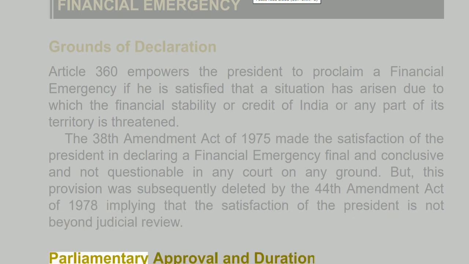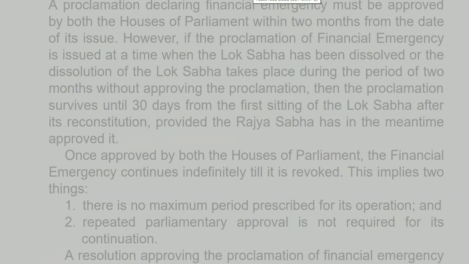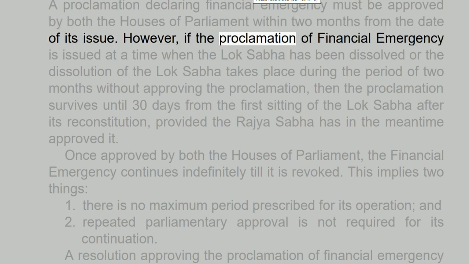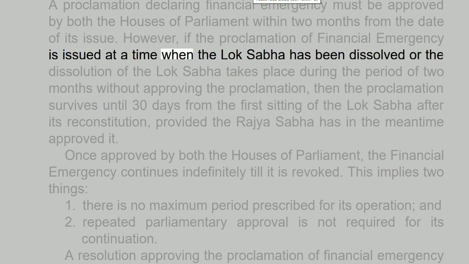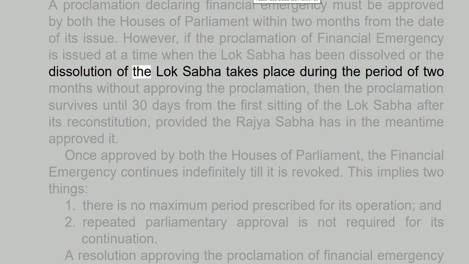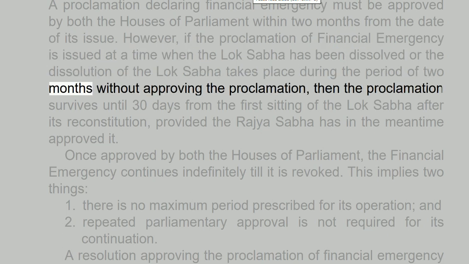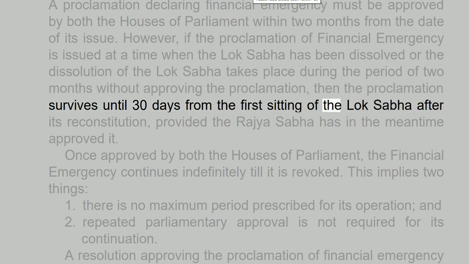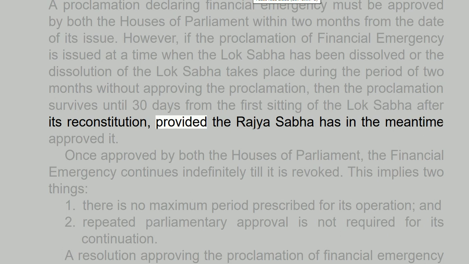Parliamentary approval and duration. A proclamation declaring financial emergency must be approved by both the Houses of Parliament within 2 months from the date of its issue. However, if the proclamation is issued at a time when the Lok Sabha has been dissolved, or the dissolution of the Lok Sabha takes place during the period of 2 months without approving the proclamation, then the proclamation survives until 30 days from the first sitting of the Lok Sabha after its reconstitution, provided the Rajya Sabha has in the meantime approved it.